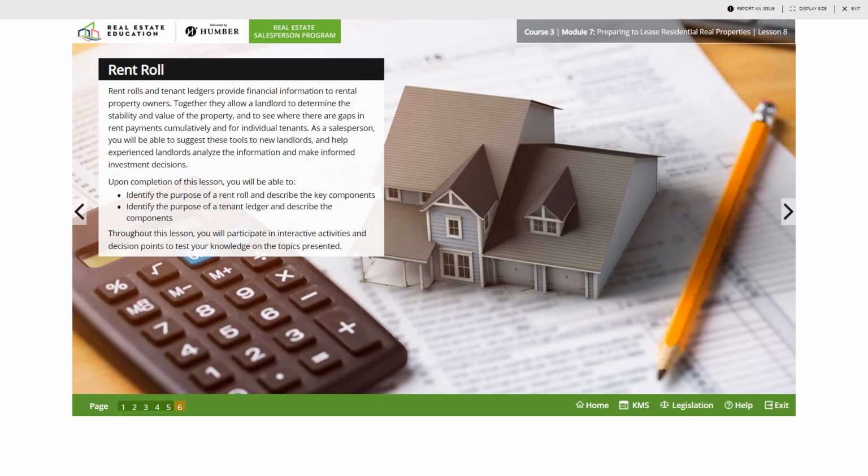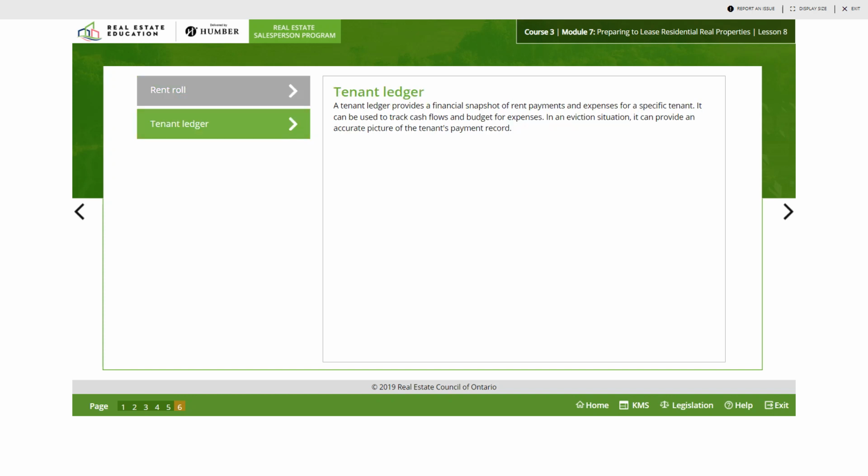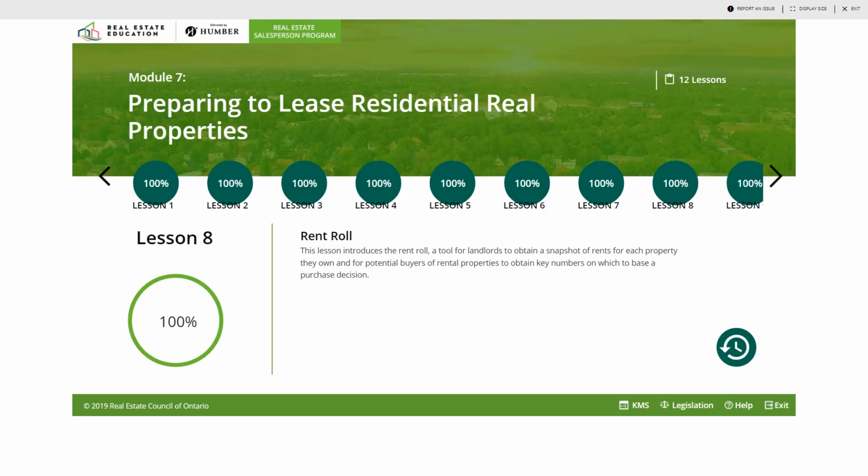And then moving on to lesson 8, rent roll. What is rent roll? Rent roll provides information on rents and rent payments for all the properties the landlord owns. It can be used to assess the stability of payments and value of the property. Tenant ledger. A tenant ledger provides a financial snapshot of rents, payments, and expenses for a specific tenant. It can be used to track cash flow and budget for expenses. In an eviction situation, it can provide an accurate picture of the tenant's payment record.